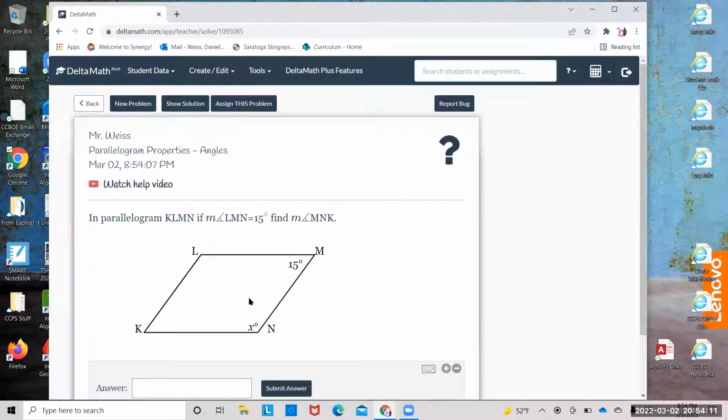Okay, these two angles add up to 180 degrees. It says find MNK, that means find X. All you gotta do is 180 minus 15. These two add up to 180. Find X, 180 minus 110. Adds up to 180, I'm sorry, 180 minus 160. These two are equal. Opposite angles are equal. If this is 160, that's 160. Done.